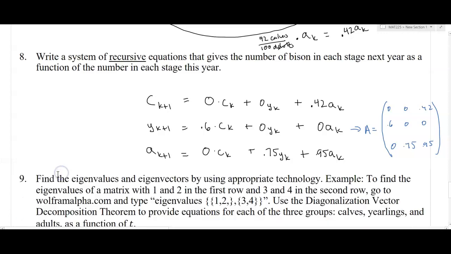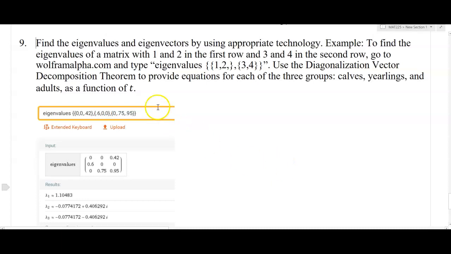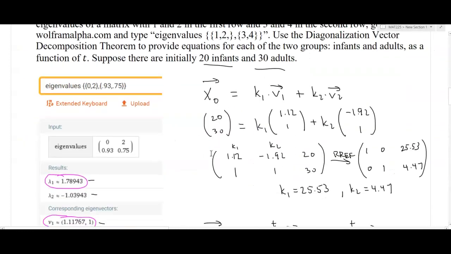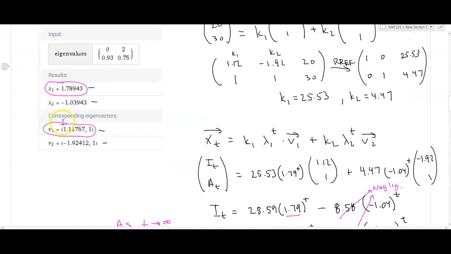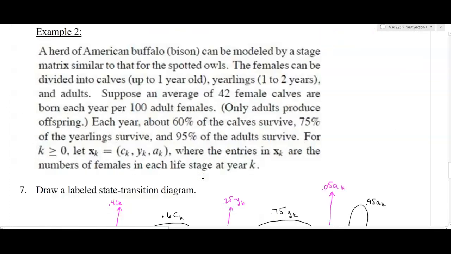I think we're going to skip over this question here. Find the eigenvalues and eigenvectors by using appropriate technology. Use the diagonalization vector decomposition theorem to provide equations for each of the three groups, calves, yearlings, and adults as a function of t. So no initial condition is given. And we note from the previous problem, our little observation, that really all we needed to look at was just the eigenvalue and eigenvector corresponding to the dominant one to determine what happens in the long run.